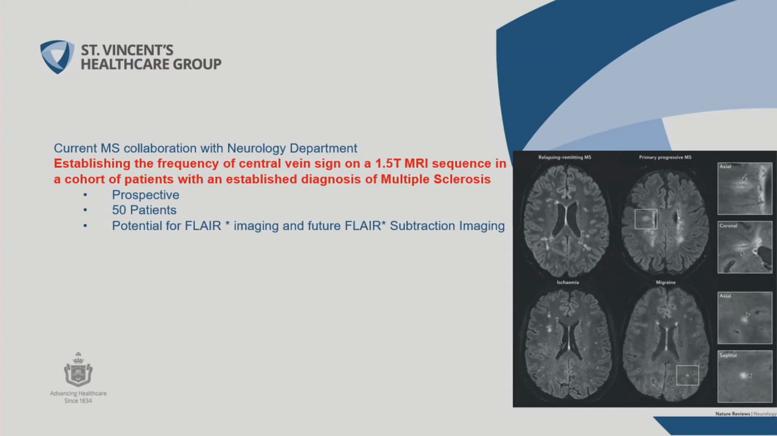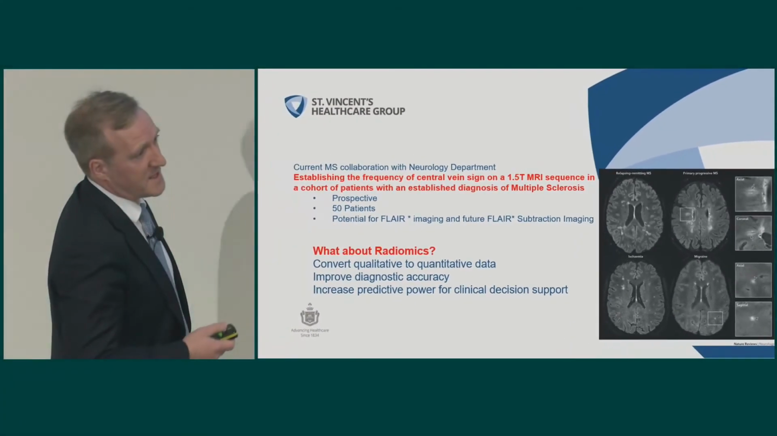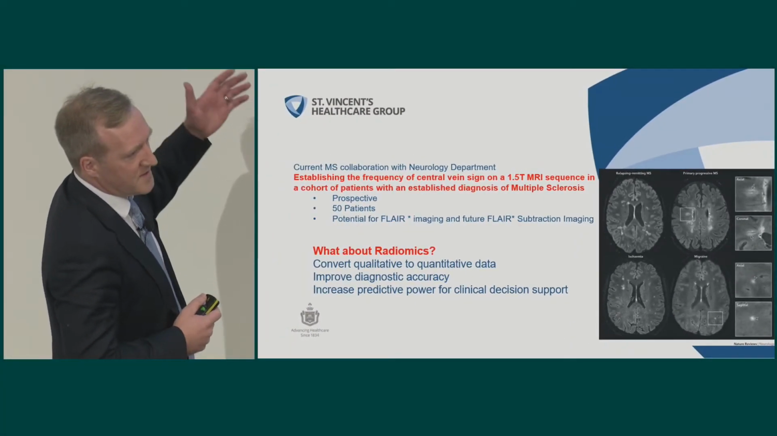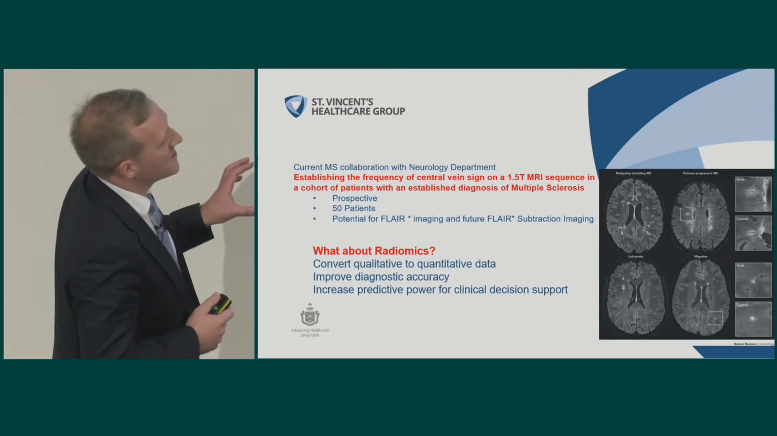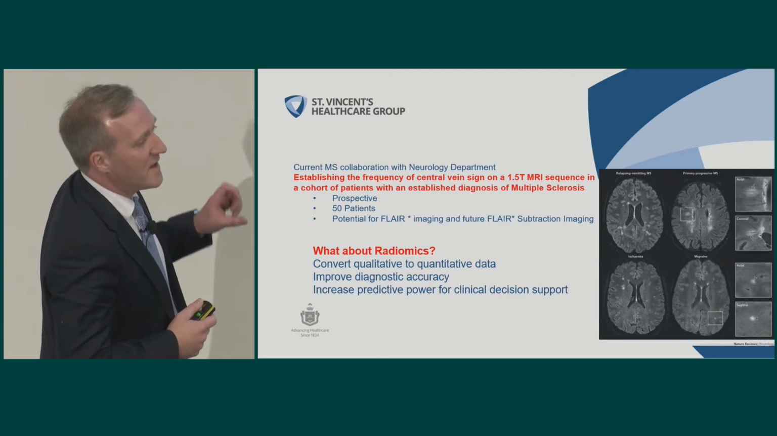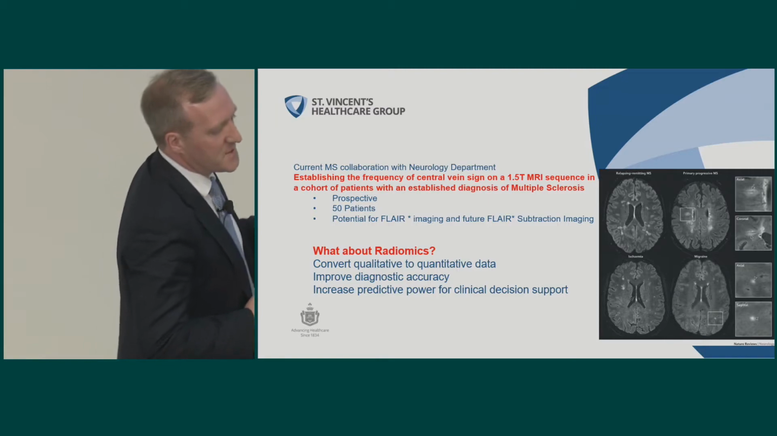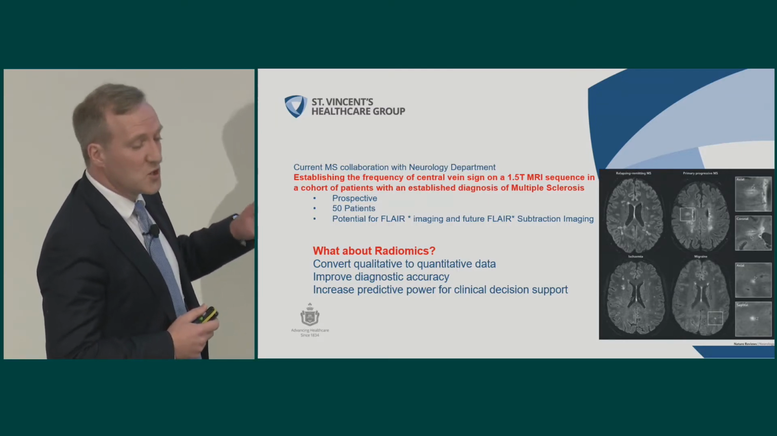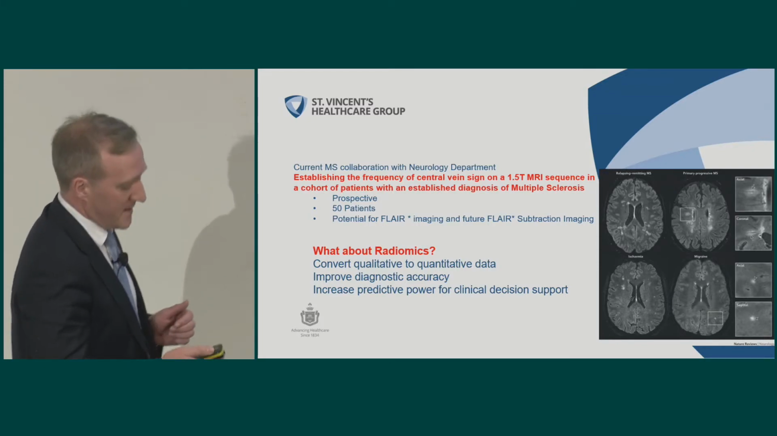One of the studies that we're enrolling in at the moment is a prospective study of patients with known diagnosis to see how many of them have this imaging finding. But really, we can go much further than that, and we should be able to quantify the imaging that we're looking at. Rather than just use our own qualitative view of what we see, we should be able to use advances in radiomics to quantify the abnormality, to improve the accuracy, and to really increase the predictive power of what we're seeing, which could convert into a clinical decision support tool for when we look at these images in patients with MS.